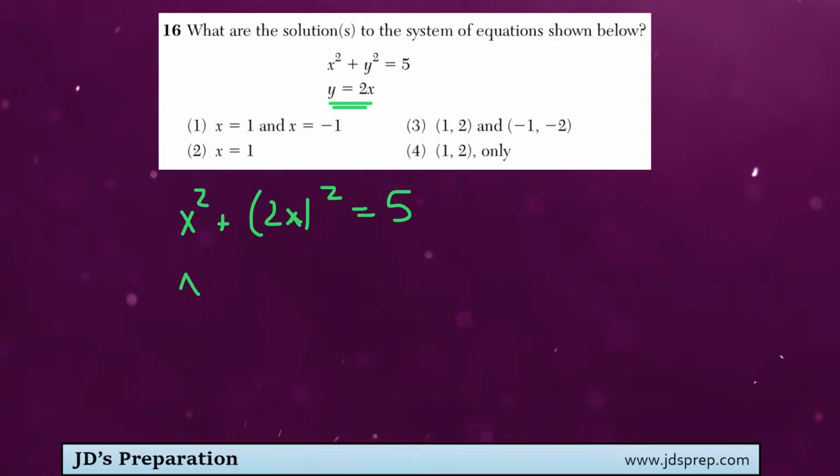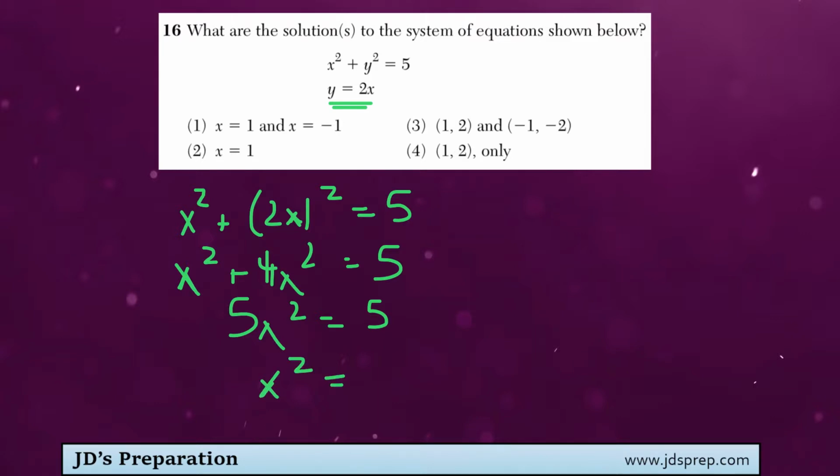Expanding that, we would get x squared plus 4x squared equals 5, which is the same thing as just 5x squared equals 5. Dividing both sides by 5, we would just get that x squared is equal to 1. So our last step here would just be to square root both sides, and that means we're going to have two potential values of x. It could be positive or negative 1.